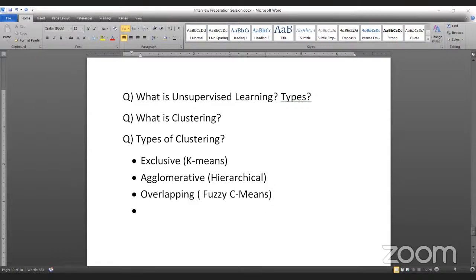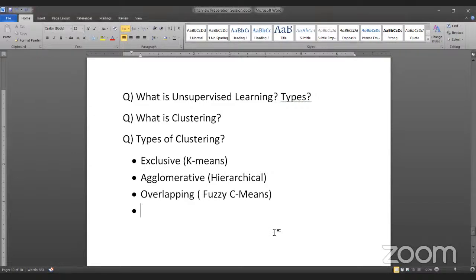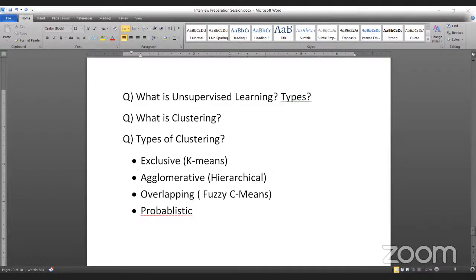Then we have the probabilistic model, or probabilistic clustering method. Just write probabilistic. What is this probabilistic? In this technique, we use probability distribution to create clusters.